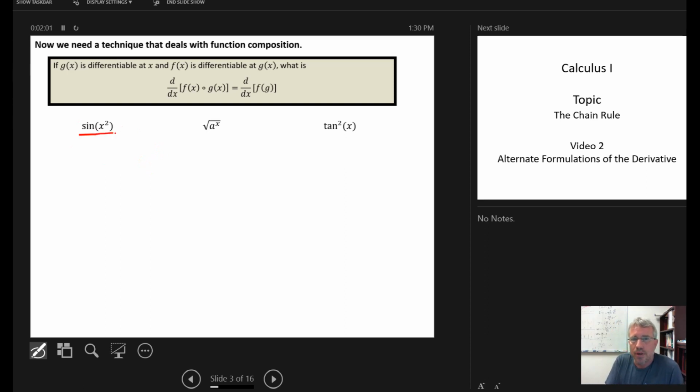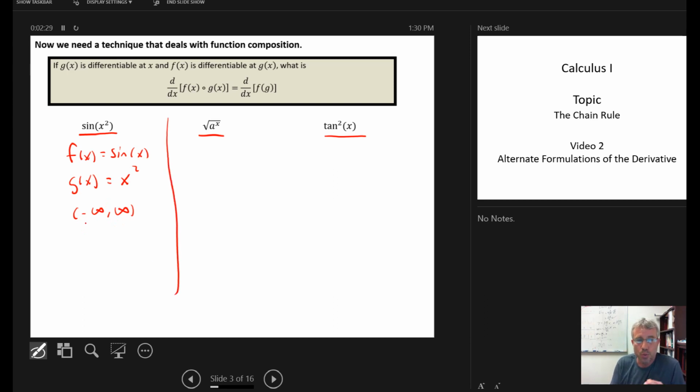So here I have three examples of function composition. So the first example is the sine of x squared. So this is really the outer function f of x equaling sine of x, and the inner function is g of x equals x squared. And the domain of the sine function is negative infinity to infinity, and the domain of x squared is negative infinity to infinity. So clearly the intersection of those two intervals will just be the interval from negative infinity to infinity.